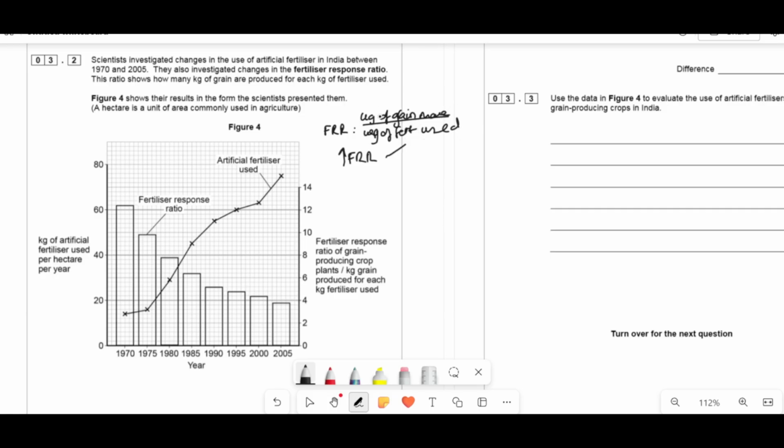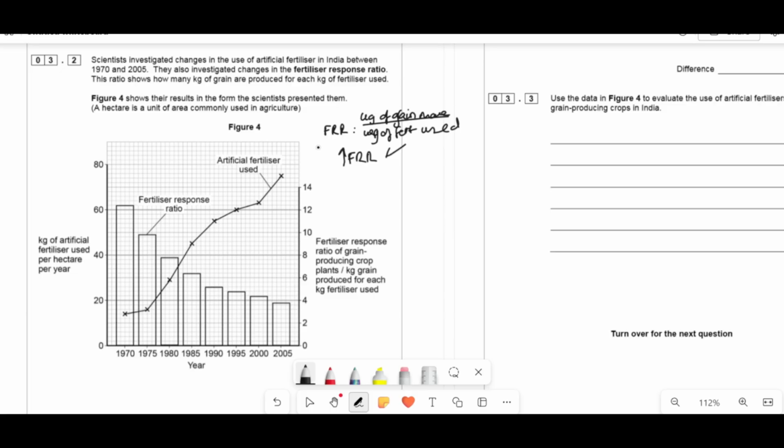Make sense of the results. Don't just dive into the question and hope for the best. Then it says, figure 4 shows the results in the form scientists presented them. A hectare is a unit of area commonly used in agriculture. So let's have a look at what's going on here. This axis is showing the kilogram of artificial fertilizer per year that's used, and it's showing you the bars of the fertilizer response ratio on which this axis is there. So the kilograms of artificial fertilizer used is this line, right?